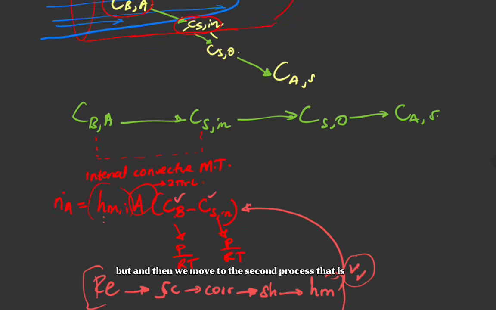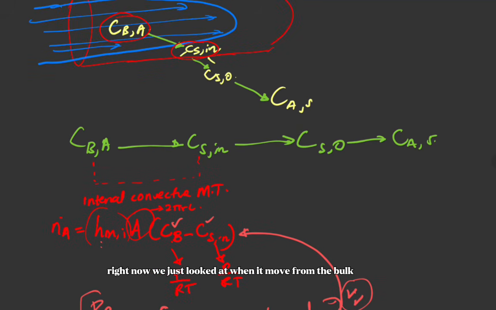But then we move to the second process that is happening. Because remember, right now we just looked at the rate for when it moves from the bulk into the inner surface. Now we are looking at the next process, when it moves from the inner surface to the outer surface of the pipe. And which process is happening there? This is molecular diffusion. I hope we are together on this. So this one now happens through molecular diffusion.